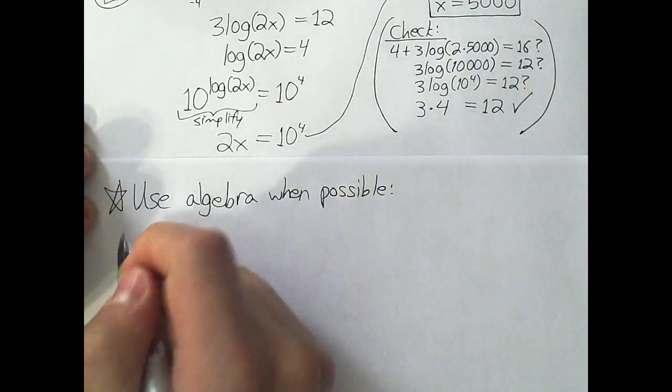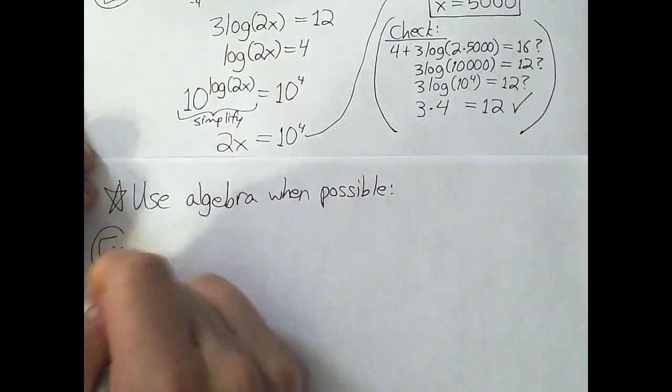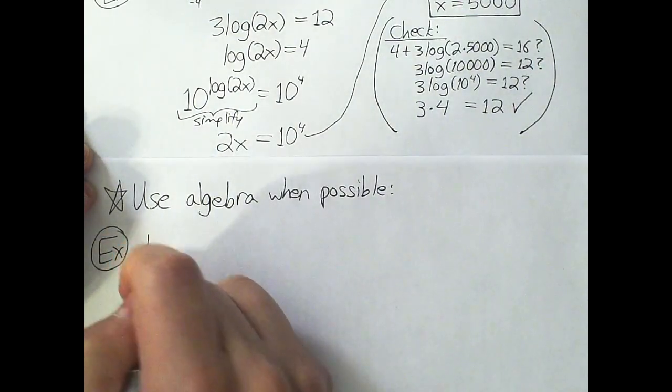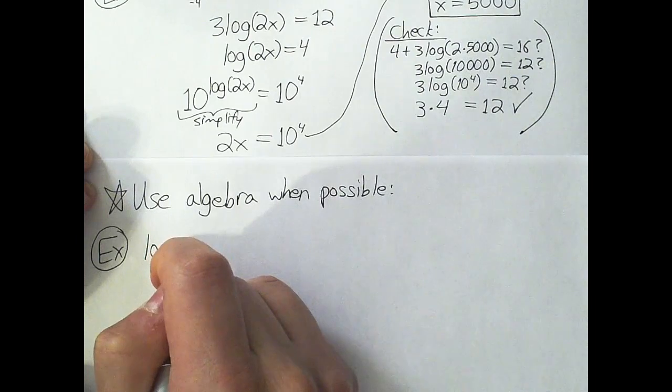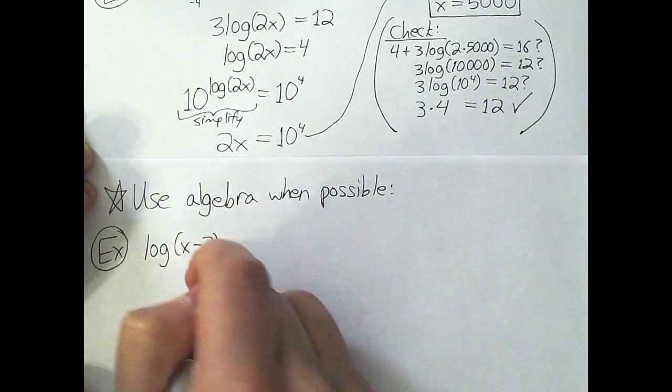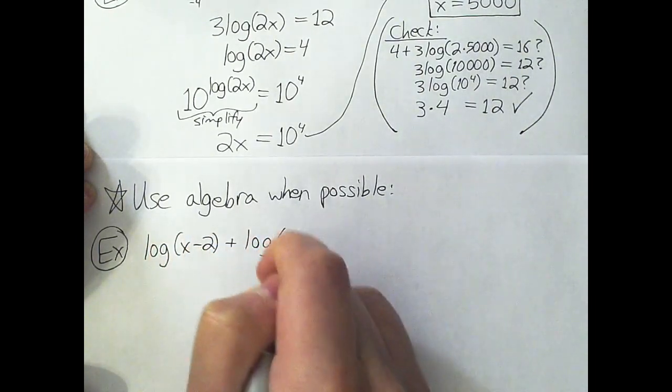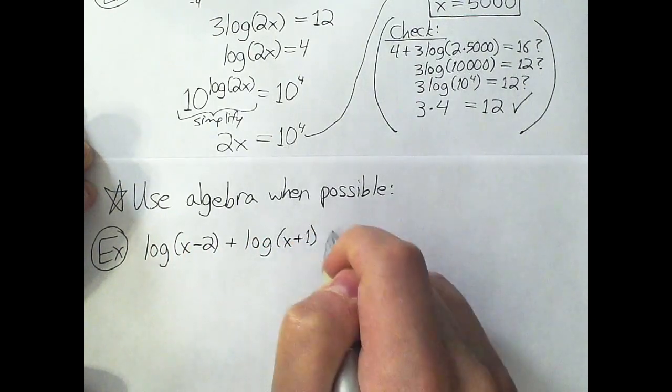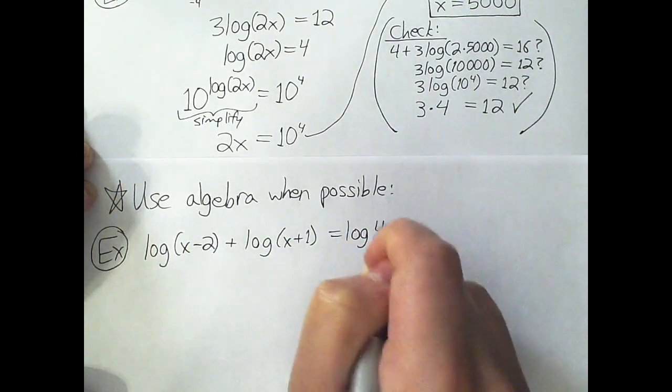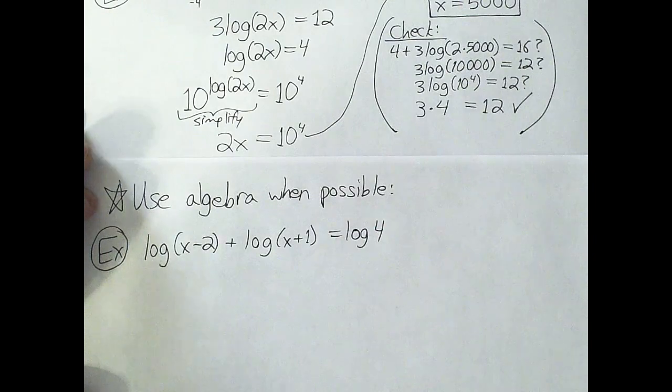Yeah, use algebra when possible to help us solve these types of equations. So I'll show you, let's say we had log of x minus 2 plus log of x plus 1 equals log 4. Everything in this problem seems to be base 10. Do we need to use factoring? Do we need to use, like, what kind of algebra do we need? We'll figure it out as we get there.